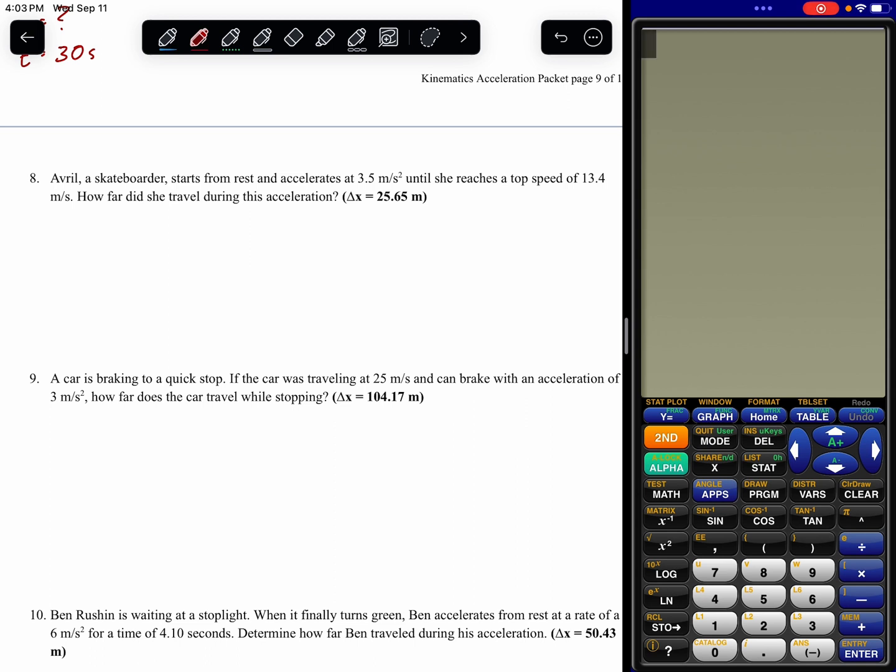So question 8. Avril, a skateboarder, starts from rest and accelerates at 3.5 meters per second squared until she reaches a top speed of 13.4 meters per second. How far did she travel during this acceleration? So step 1 is going to be to list out our variables.